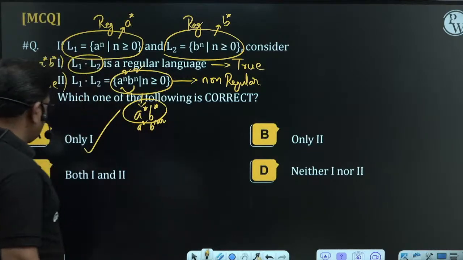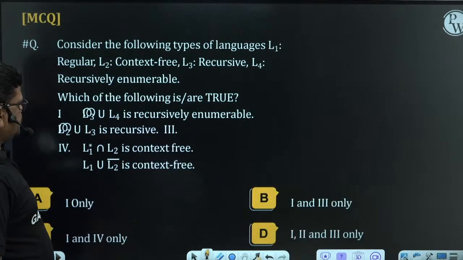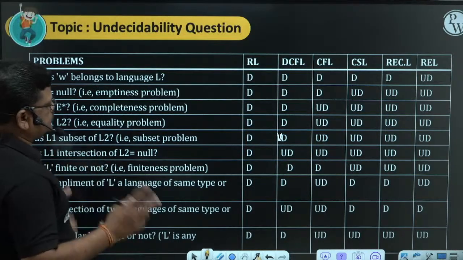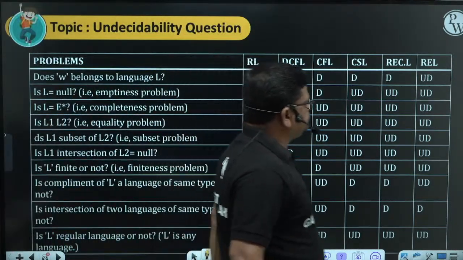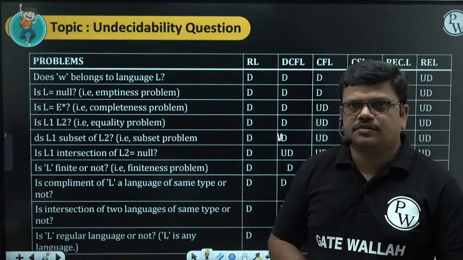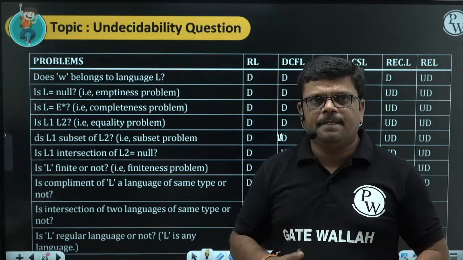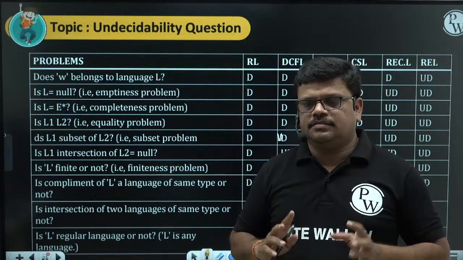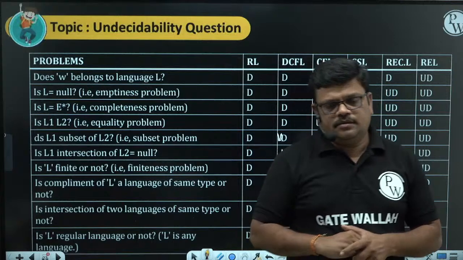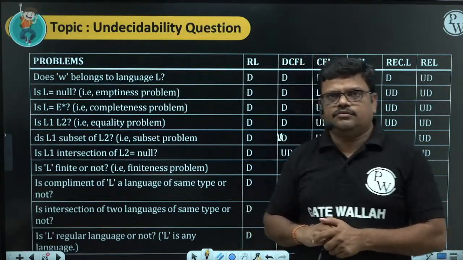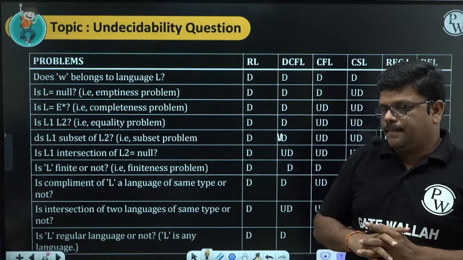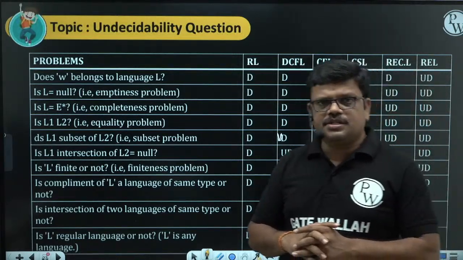So with this, we can move on directly. There are so many questions of this kind: undecidability. So that is about the previous closure properties. Once closure properties are over, the next topic with a high chance of getting questions, most of the times we are getting questions from this topic, is undecidability. Right. Undecidability is a Turing machine concept.